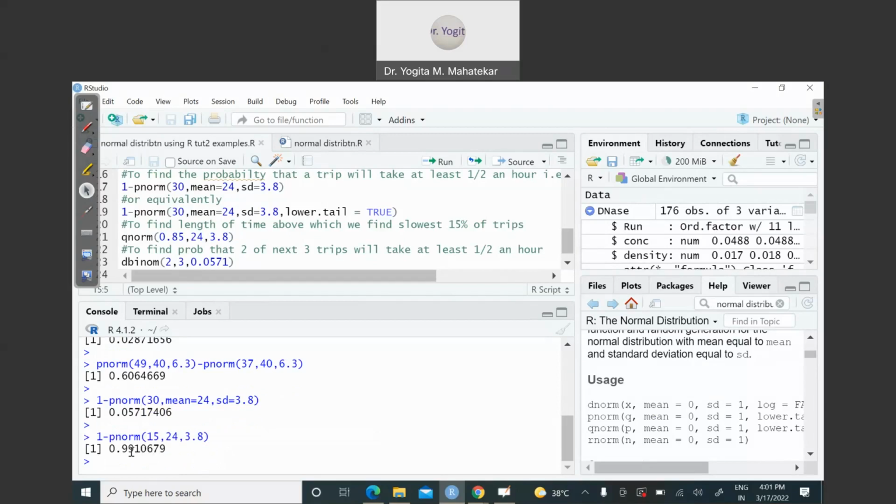So in other words, 99.10679% of the time the lawyer will be late for work in this case, if he leaves at 8:45 and the office opens at 9 a.m.